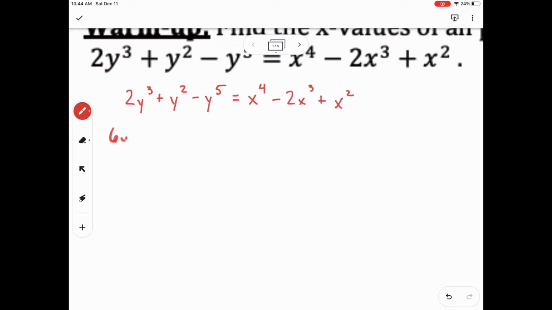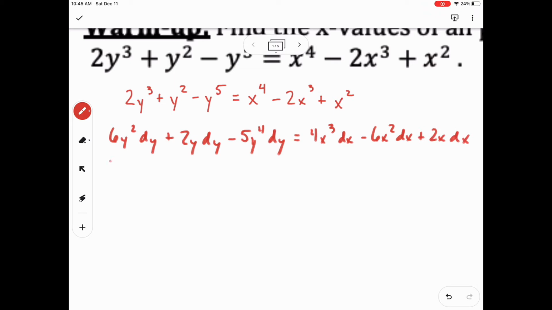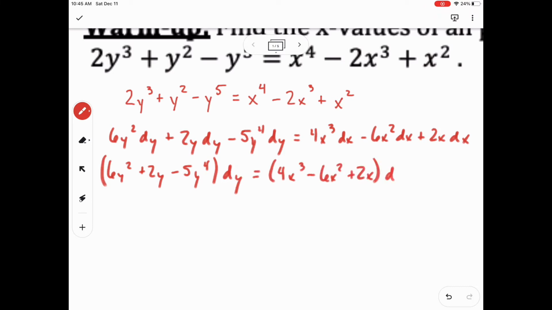Looking at this, I'm going to take the derivative of all these values. Here I really just have to use the power rule for each one of these. But notice that each one that I have y with, I take the derivative with respect to y, so dy is after. And on the right side, there are all x's, so I take the derivative of each one of those with respect to x, so dx.